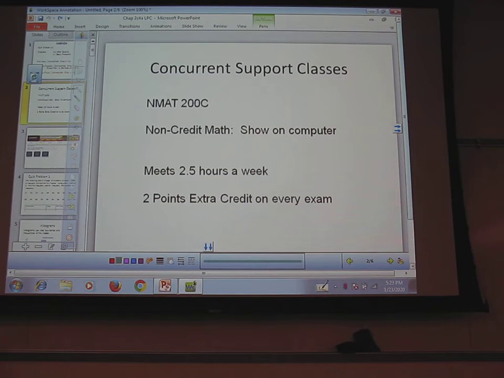Tutoring is 1 point. Smart shops are 1 point. You can earn that per exam. The concurrent support you can earn 2 points per exam. You need 2 smart shops to get the 1 point, right? Each smart shop is worth half a point. If you happen to do 3 smart shops, just save 1 for the next exam. But I only allow 1 point per exam.